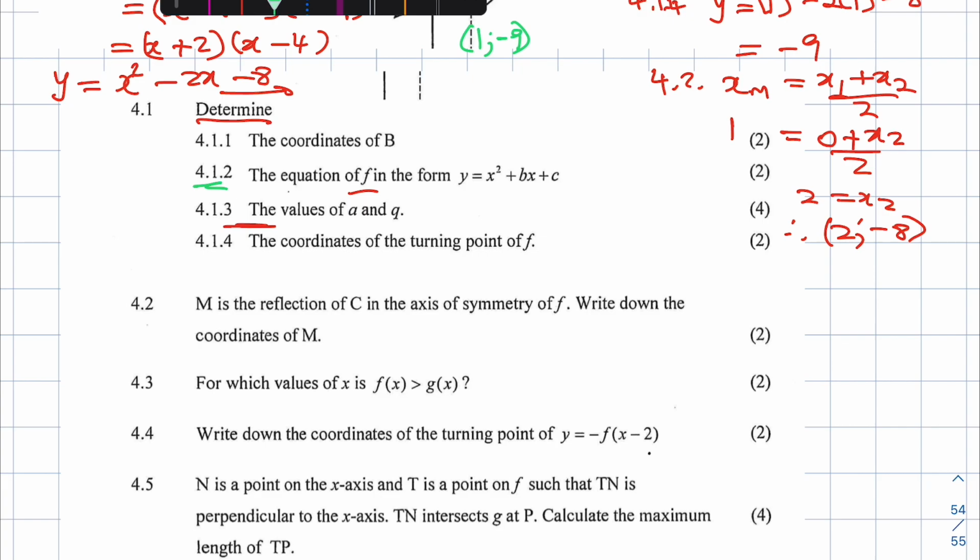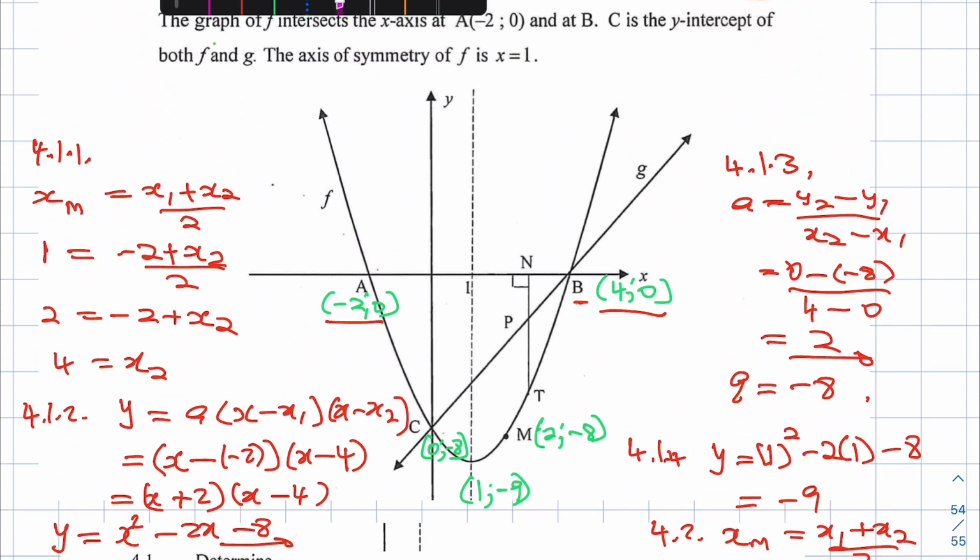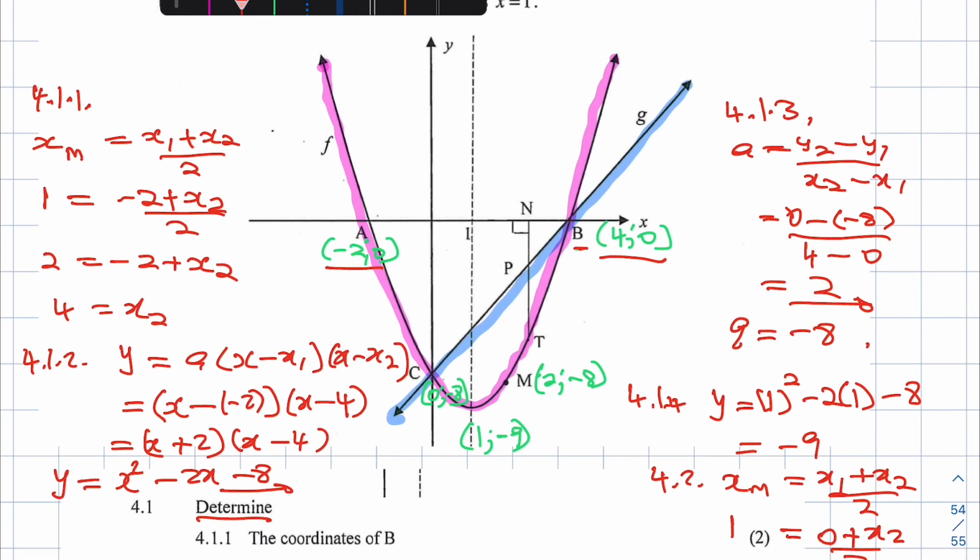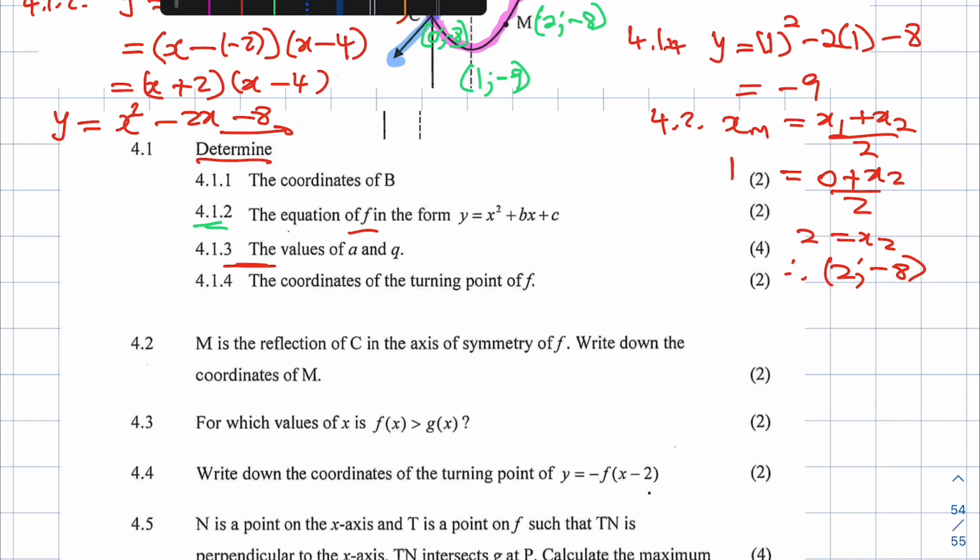Okay, the next question. For which values of x is f of x above g of x? Let me just highlight the graphs. So that's f of x. Basically we're looking for the values of x where the pink graph is above the blue graph. So that will be from negative infinity until you get to this x, which is 0. So it's negative infinity up until 0. You write x is an element of negative infinity to 0.